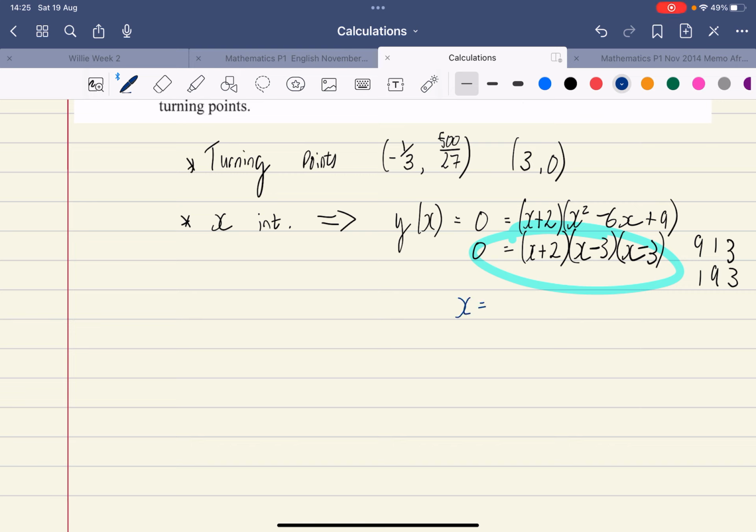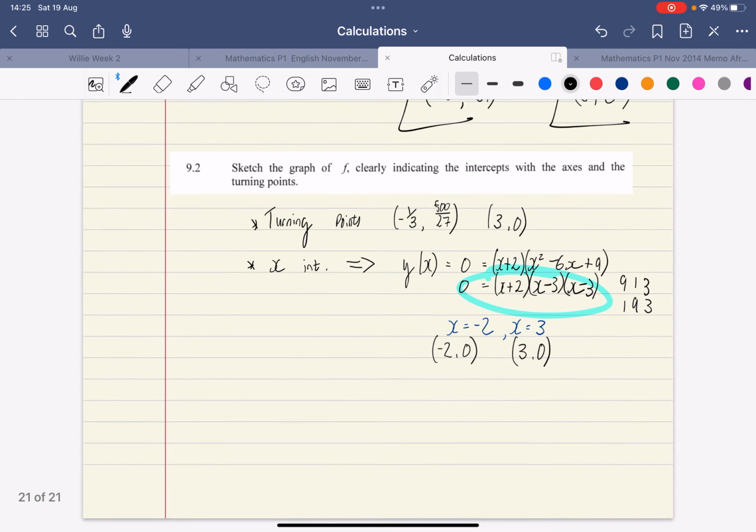Therefore, values for x where this function will be equal to 0 will be x equal to minus 2, x equal to 3, and this is the same answer throughout. So at the points x equal to minus 2 and x equal to 3, y will be 0. So we can rewrite this as (minus 2, 0) and (3, 0). Great stuff. Now we have all the information to start creating a skeleton for our graph.